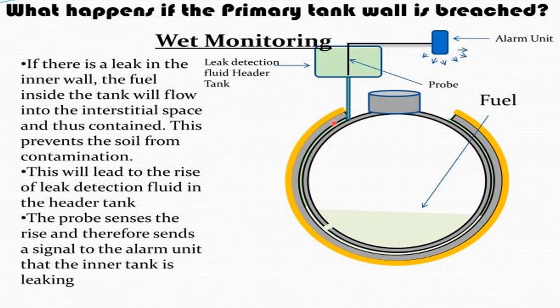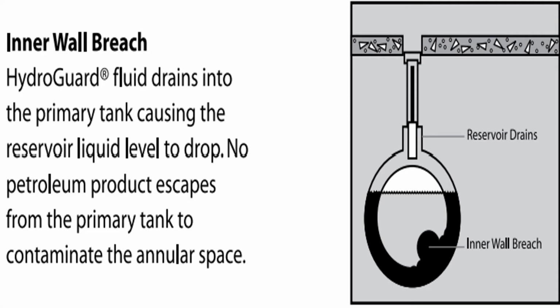Water in a combustion engine is thousands of dollars, and it's horrible PR for your locations. So water is just the enemy, and it causes a lot of corrosion on the inside of your tanks too. So if there is a leak, this basically shows the same thing. It drains in the primary tank, causing the reservoir liquid to drop. You don't lose any petroleum, so you don't contaminate the environment at all.